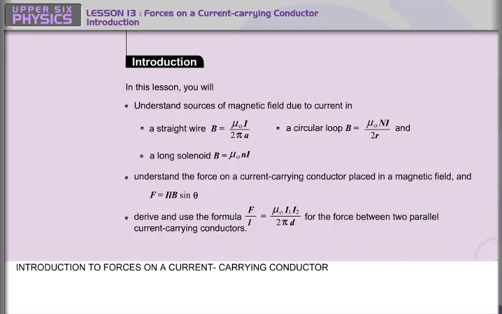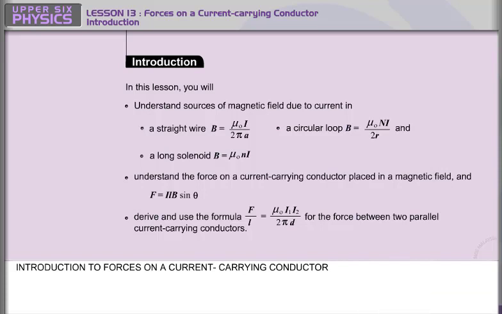Introduction. In this lesson, you will understand sources of magnetic field due to current in a straight wire, B equals mu naught I over 2 pi a; a circular loop, B equals mu naught N I over 2R; and a long solenoid, B equals mu naught N I.